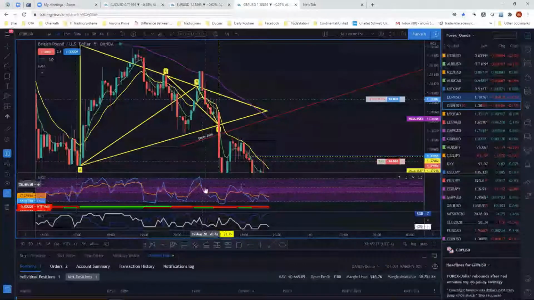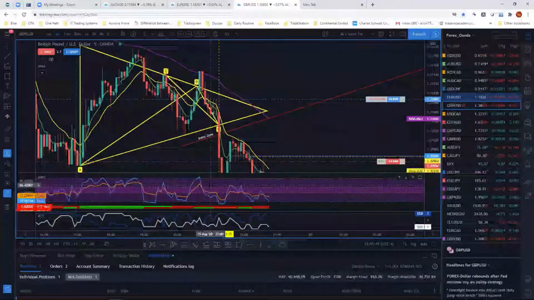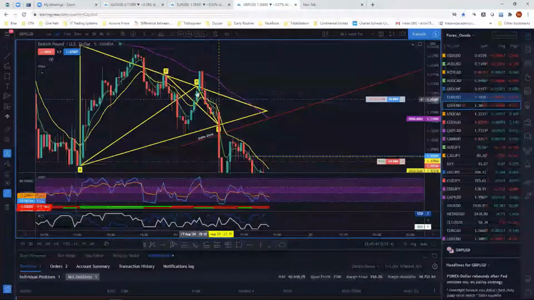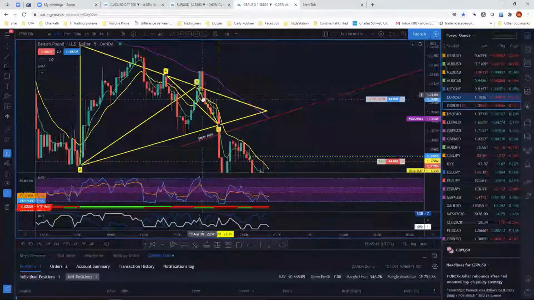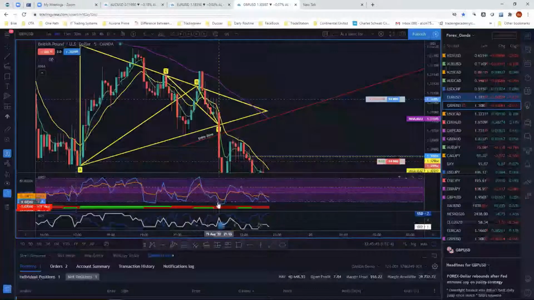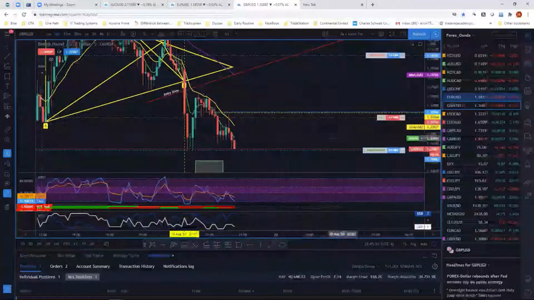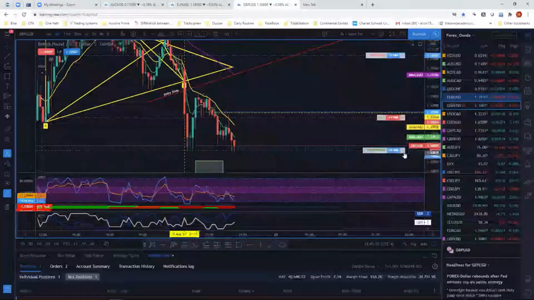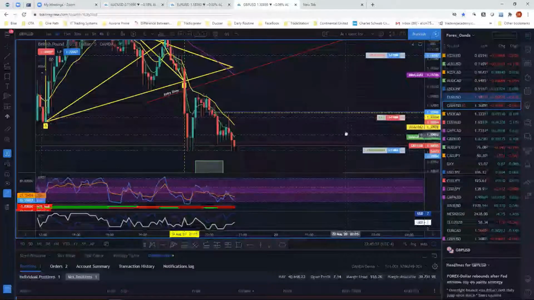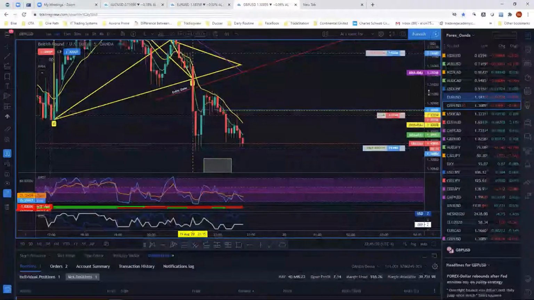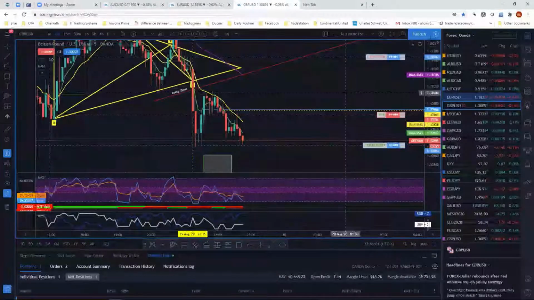Wait for it to come back and hook again, and then take it. But in this case, by the time it got down here, it's already out of the bottom of the wedge. This thing's just about ready to take my target. So ideally, you always try to make an entry above the 70.